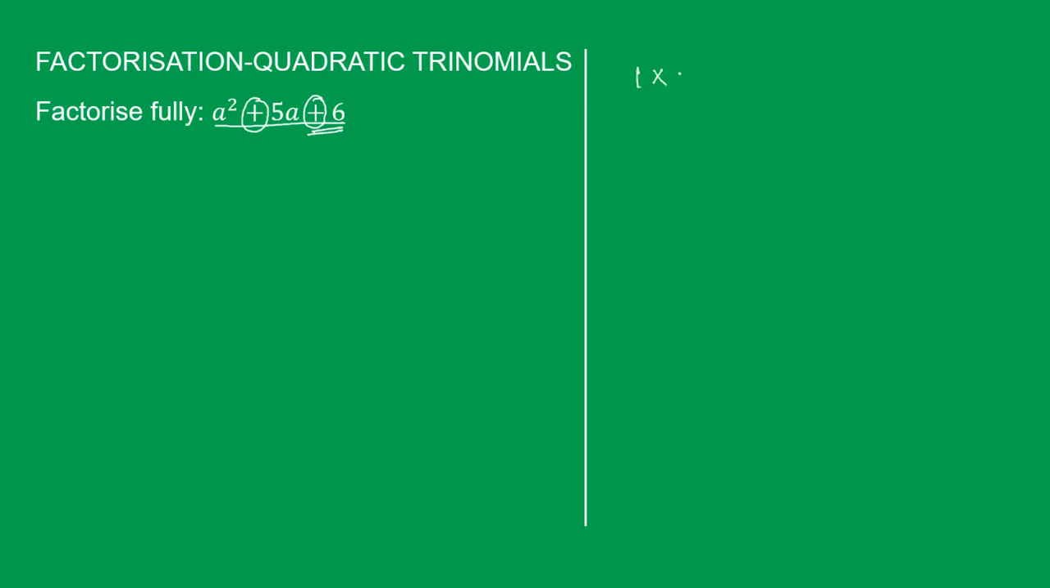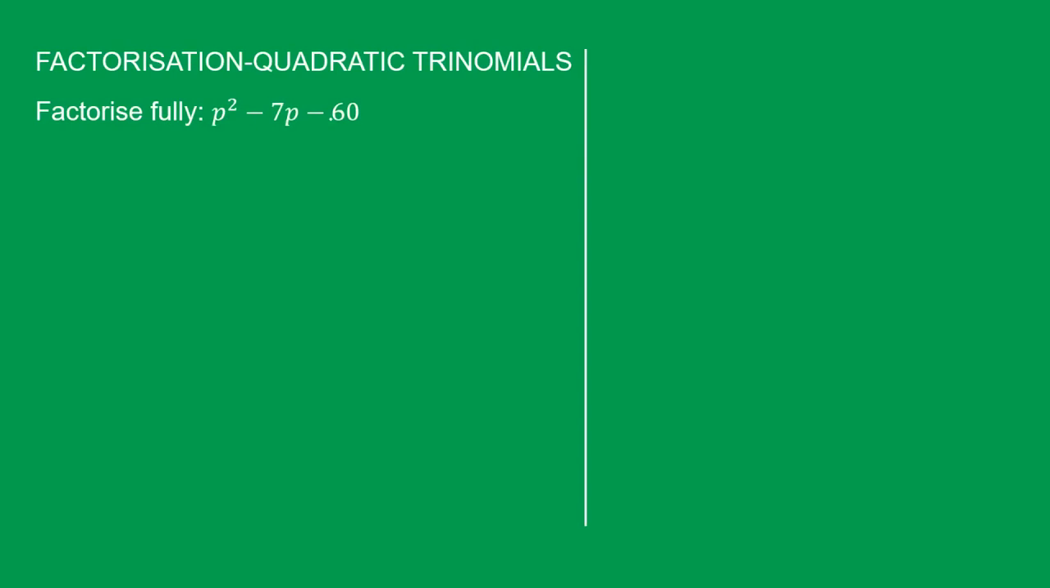For 6, we can say 1 times 6, then 2 times 3. I think this combination can give us a 5. So now it becomes a plus 2, a plus 3. 2 plus 3 is 5. 2 times 3 is 6. Therefore, a squared plus 5a plus 6 is equal to a plus 3, then a plus 2.